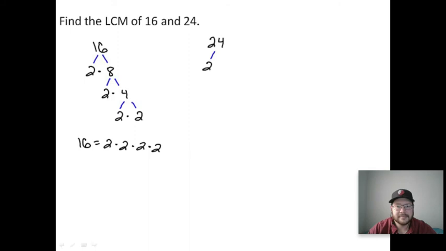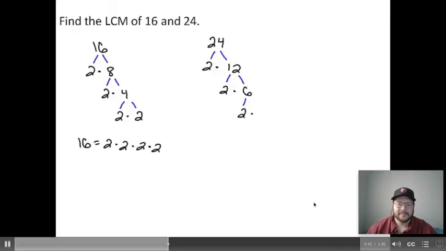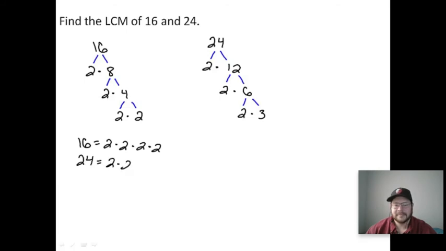24 factors into 2 times 12. Then 12 factors into 2 times 6. And 6 factors into 2 times 3. So the prime factorization of 24 is 2 times 2 times 2 times 3. Now you want to circle each different factor where it appears the greater number of times.